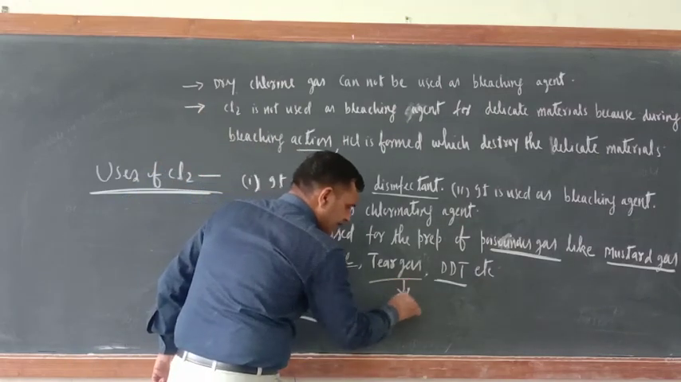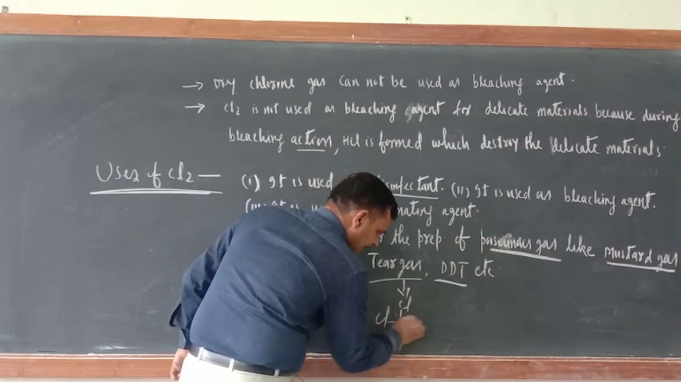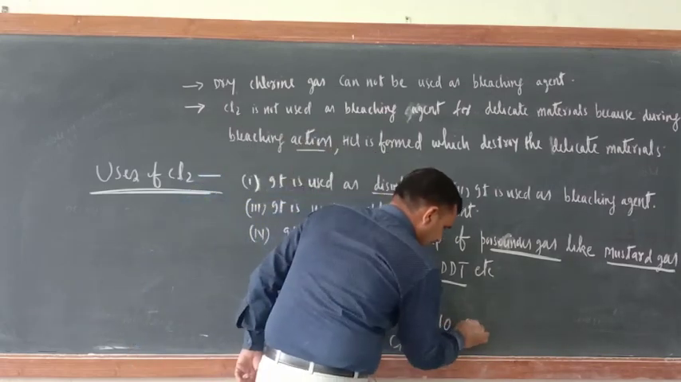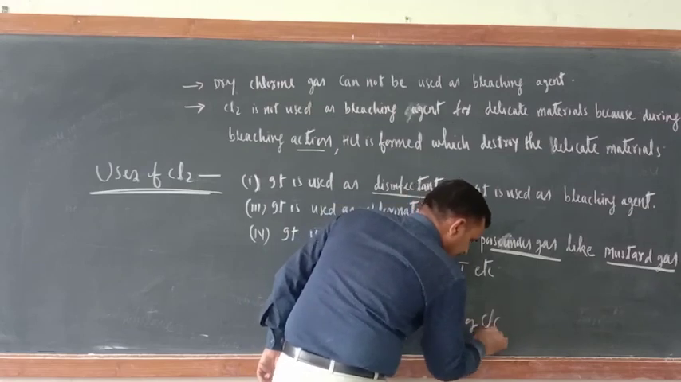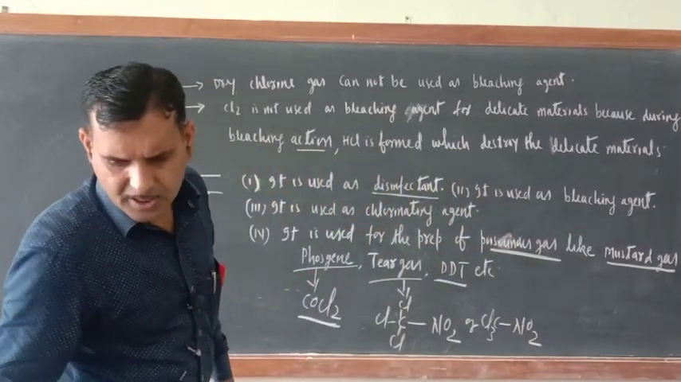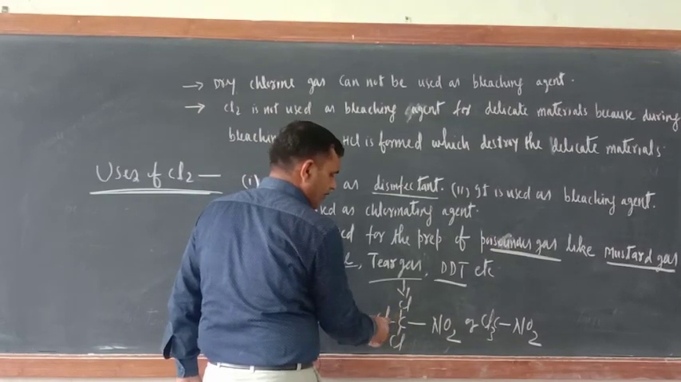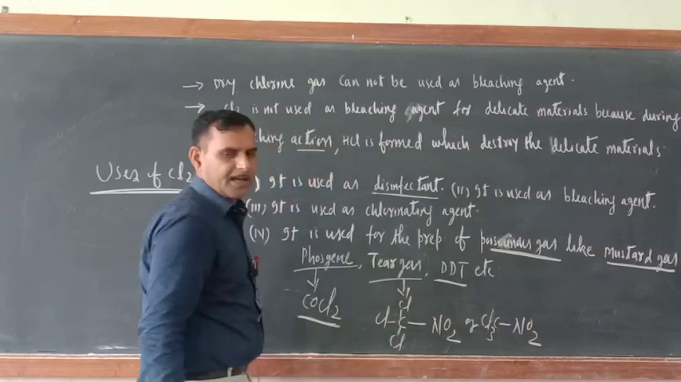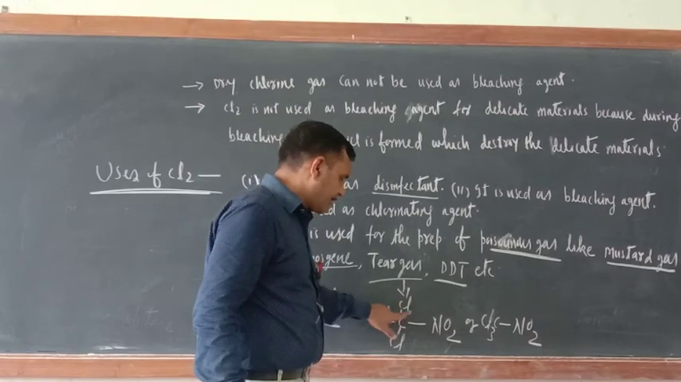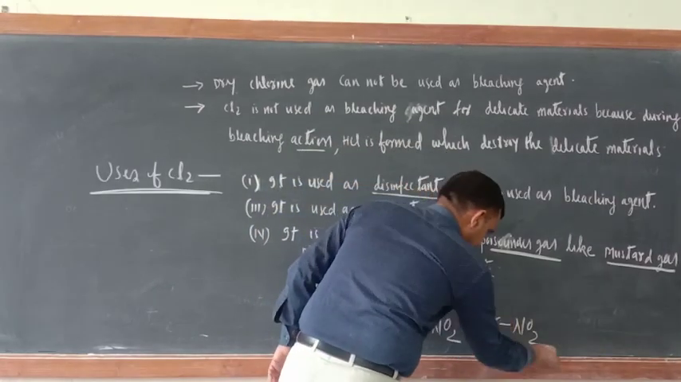What is tear gas? Tear gas is this one, CCl3NO2. You can write it like that also. You can write its IUPAC name also: 1,1,1-trichloronitromethane. Okay, this is tear gas.